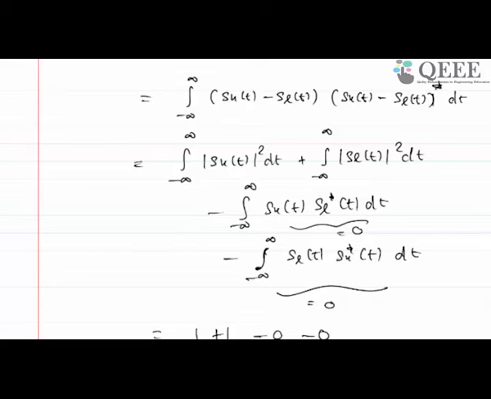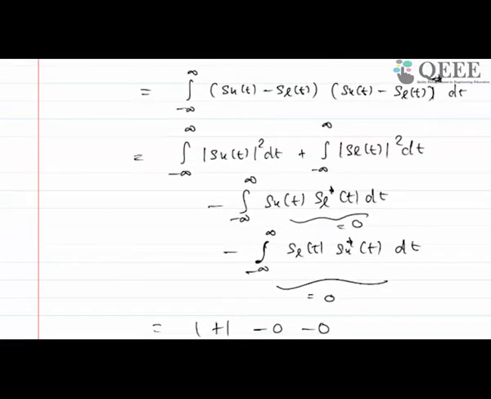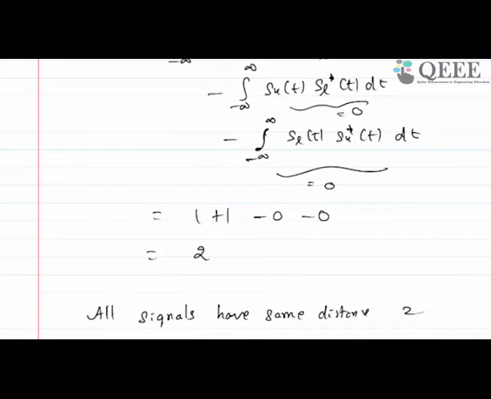So what you have now is the energy of signal Sk plus the energy of signal Sl, but they have unit energy. So the distance between the signals is 2. Okay, so 1 plus 1 minus 0, so it is 2. So all the signals have the same distance of 2, and all the signals also have the same energy of 1.